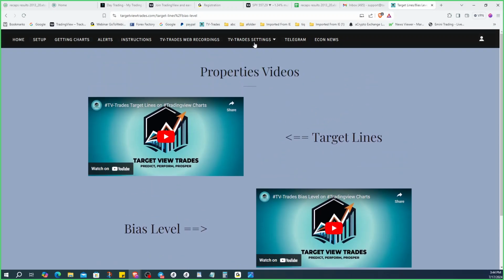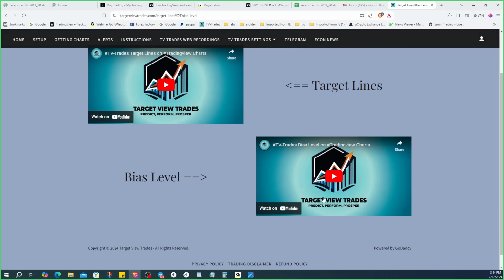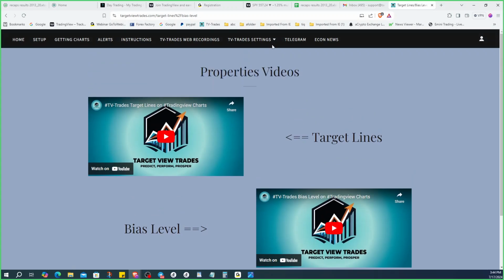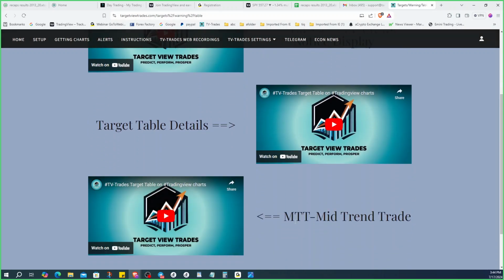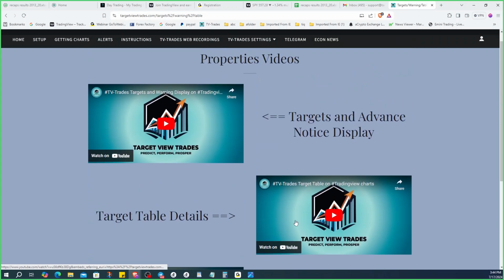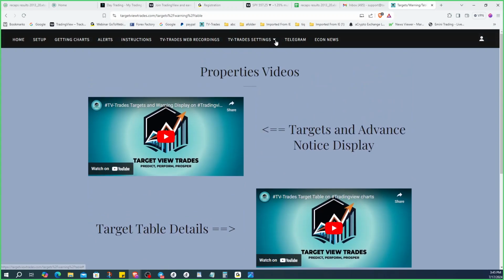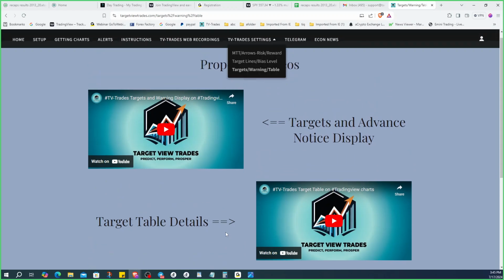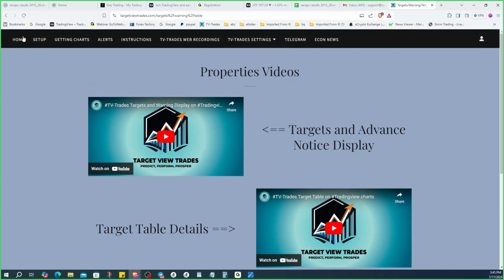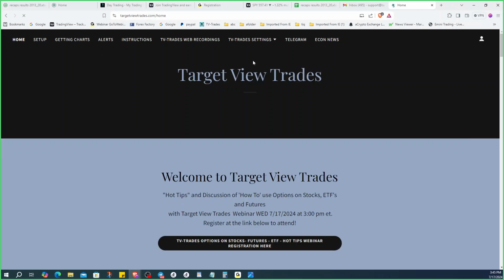The bias level. The bias level right here, Shabab, this is where it goes into a little bit of detail about that, okay? And the targets and the warnings, yeah, the warning. I gotta rename that. Notices. That's what it's gonna say. And the mid-trend trade is all in there too. So that's all here on the home page. I wanted to show you that.